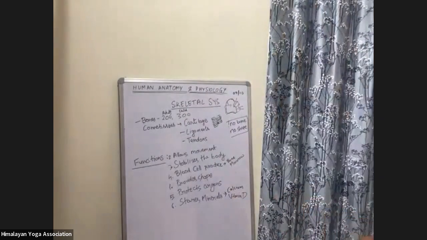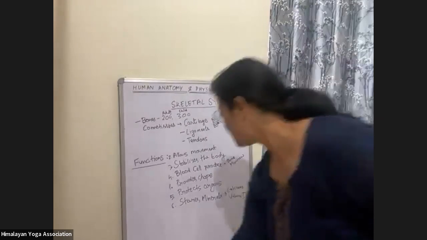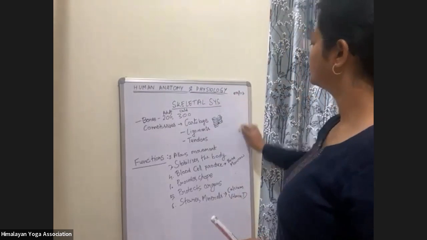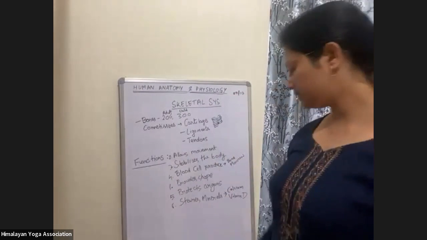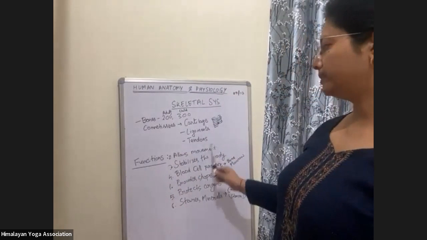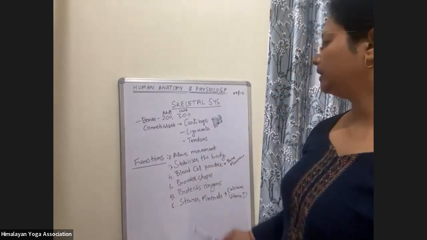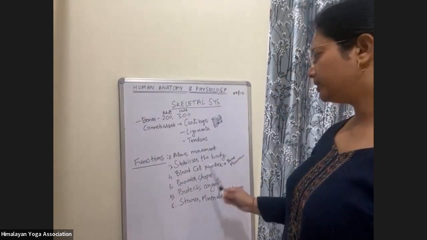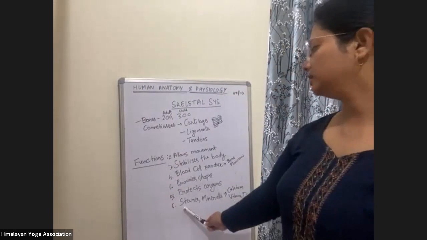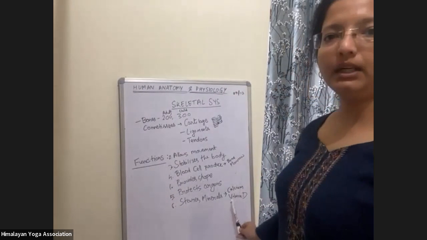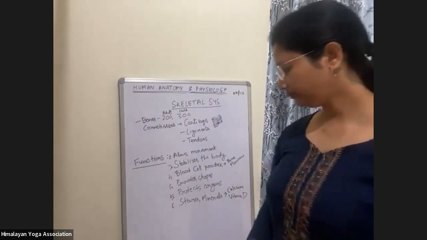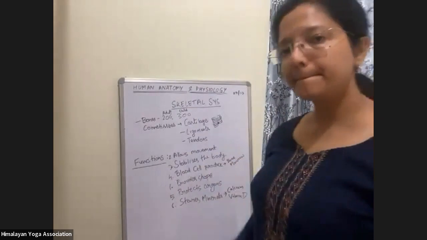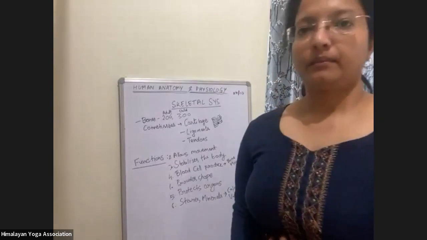Okay. So then we studied about the functions of skeletal system. It allows movements, it stabilizes the body, blood cells are produced in the bone marrow, it provides shape, it protects organs, and it stores minerals like calcium and vitamin D. Okay?